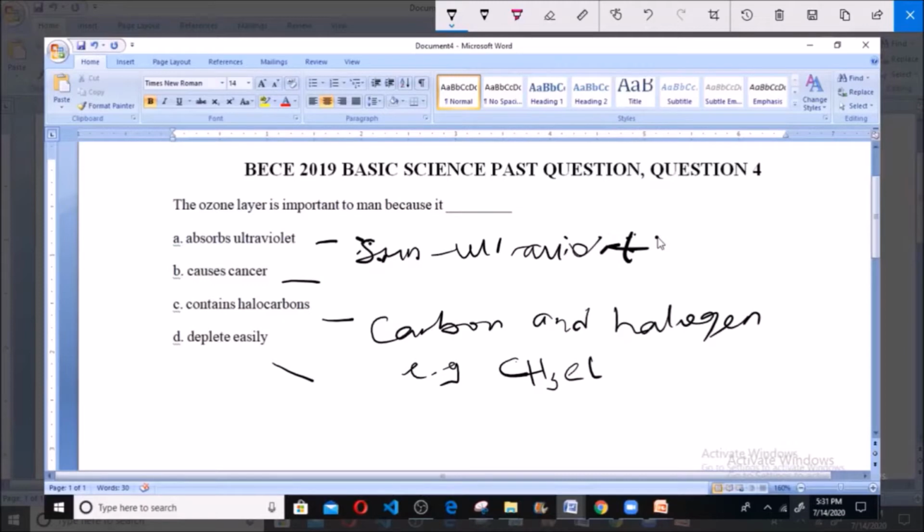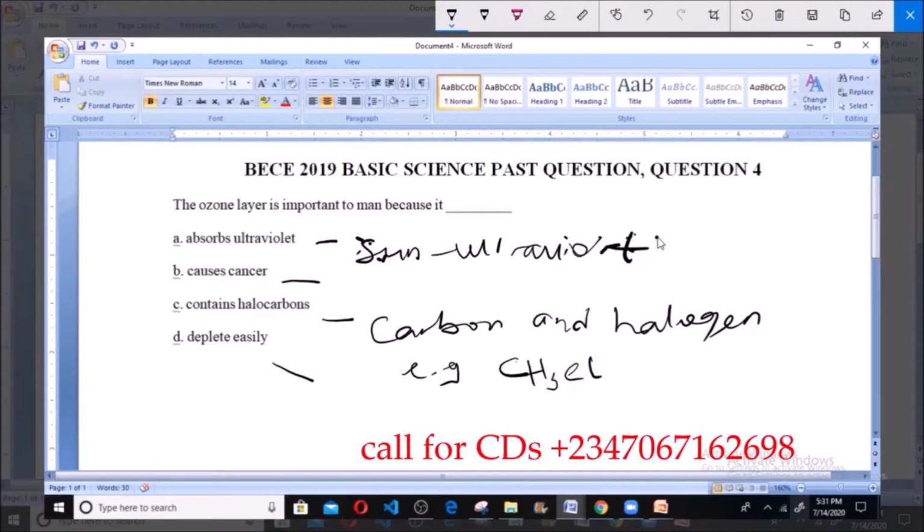So from the options, A says absorb ultraviolet rays. You see that A is correct, because the ozone layer helps to absorb these ultraviolet rays that tend to cause cancer or tumor in the human body. So the final answer here is absorbs ultraviolet ray, which is A.